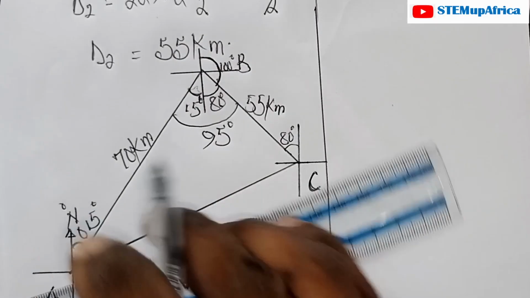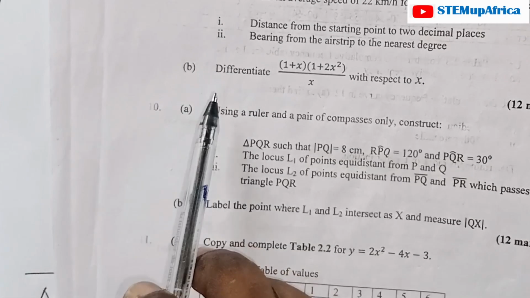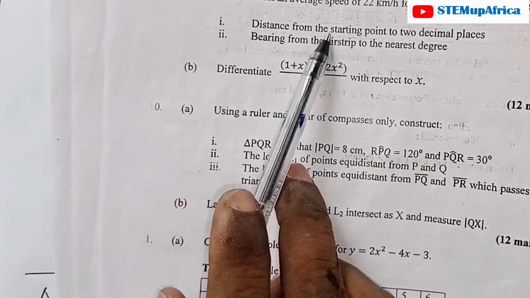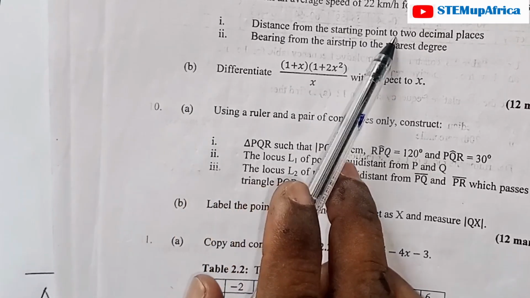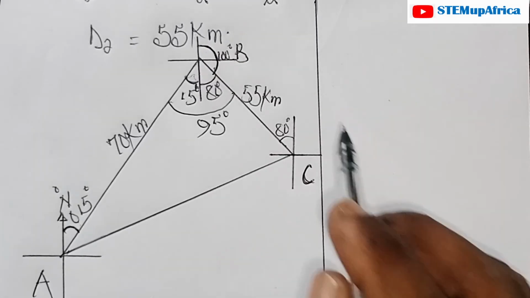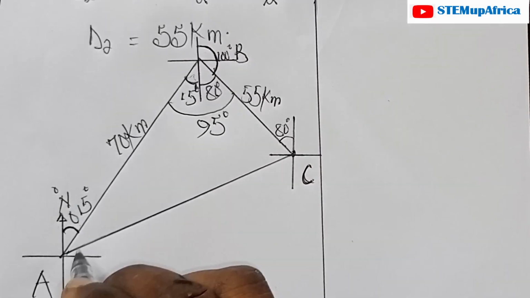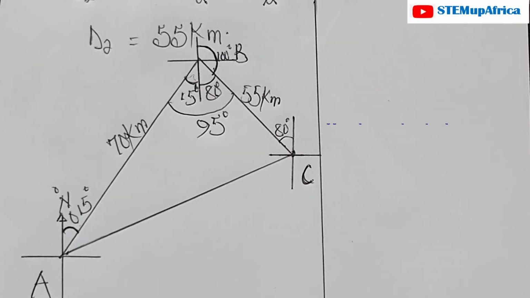This is now A to C. So question Roman figure 1 says we should find the distance from the starting point to two decimal places. If you go back to the diagram, you can see that the aircraft is now at this point. What is the distance from the starting point? So how do we solve this distance?